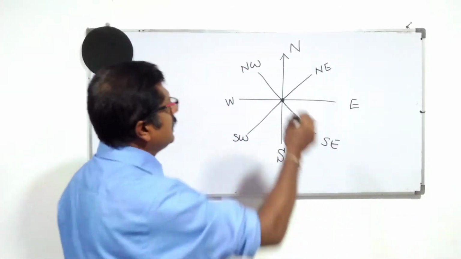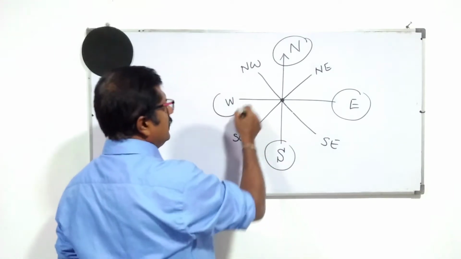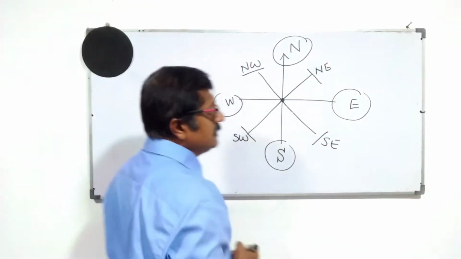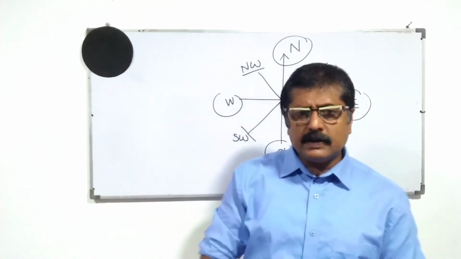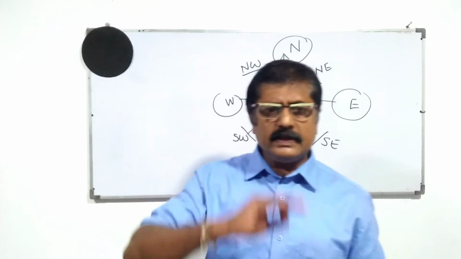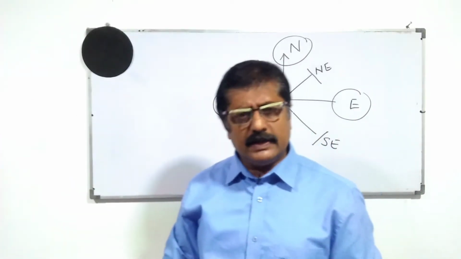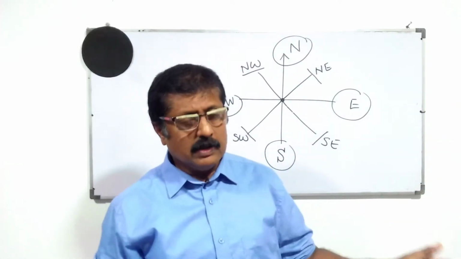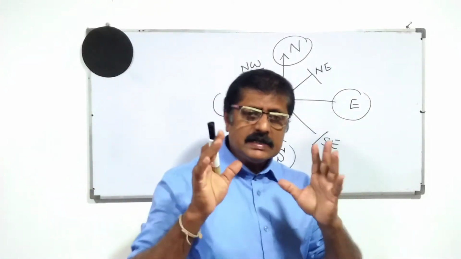So now you know that these are the main directions or major directions. These ones are sub-directions. Now you know that we can find the direction using the sun. If it is in the morning, the sun rises in the east, while in the afternoon the sun sets in the west. So we can find even the other directions by using the sun.